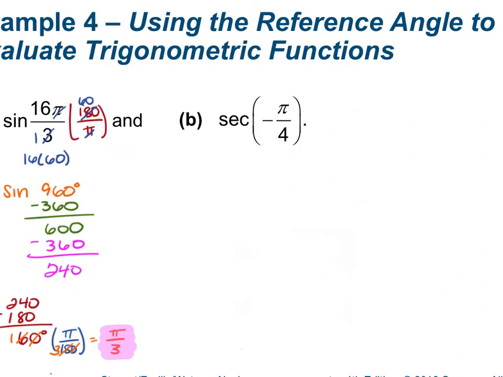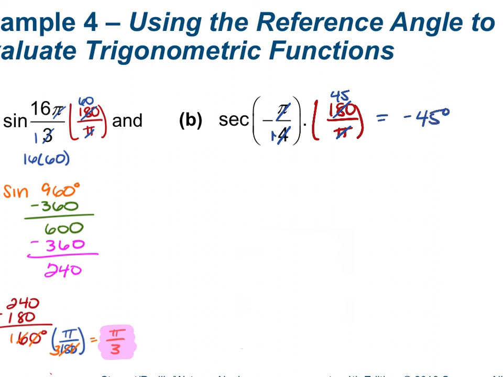Now for example B, you're going to work around in circles pretty much. It gives you the secant of negative pi over 4. This negative pi over 4, turn it into degrees. When you turn it into degrees, multiply by 180 over pi. Your pi's cancel. The 4 becomes 1, and 180 divided by 4 is 45. So this is just negative 45 degrees.